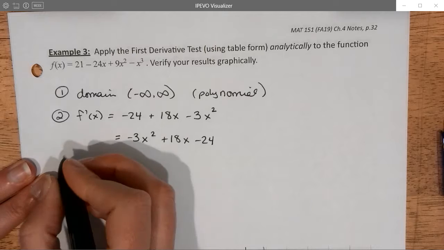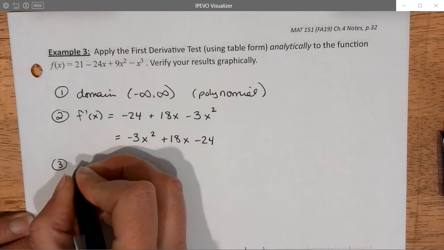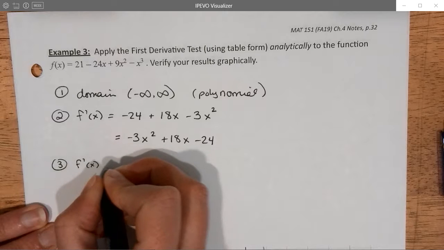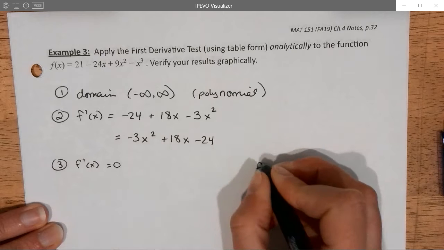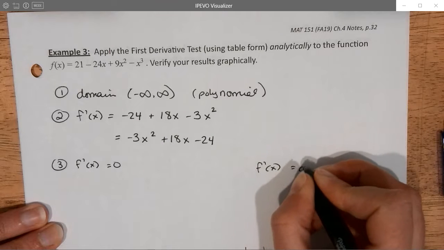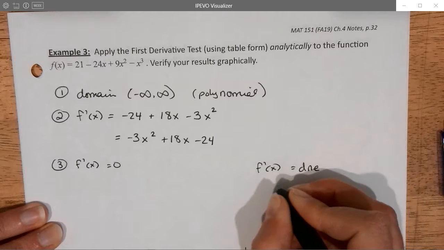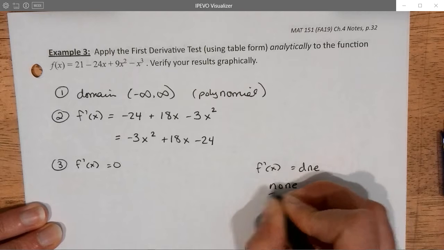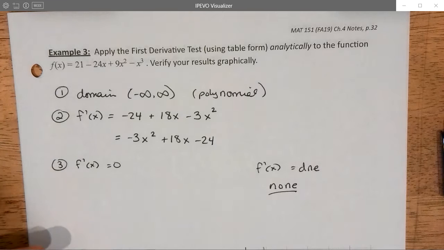And then I want to set the derivative equal to 0 and find out where it fails to exist. Since this is a polynomial, there are going to be no places where it fails to exist, but I still want to look for them because that's not always the case. So I'll do that one first. Then we'll go back and set it equal to 0.